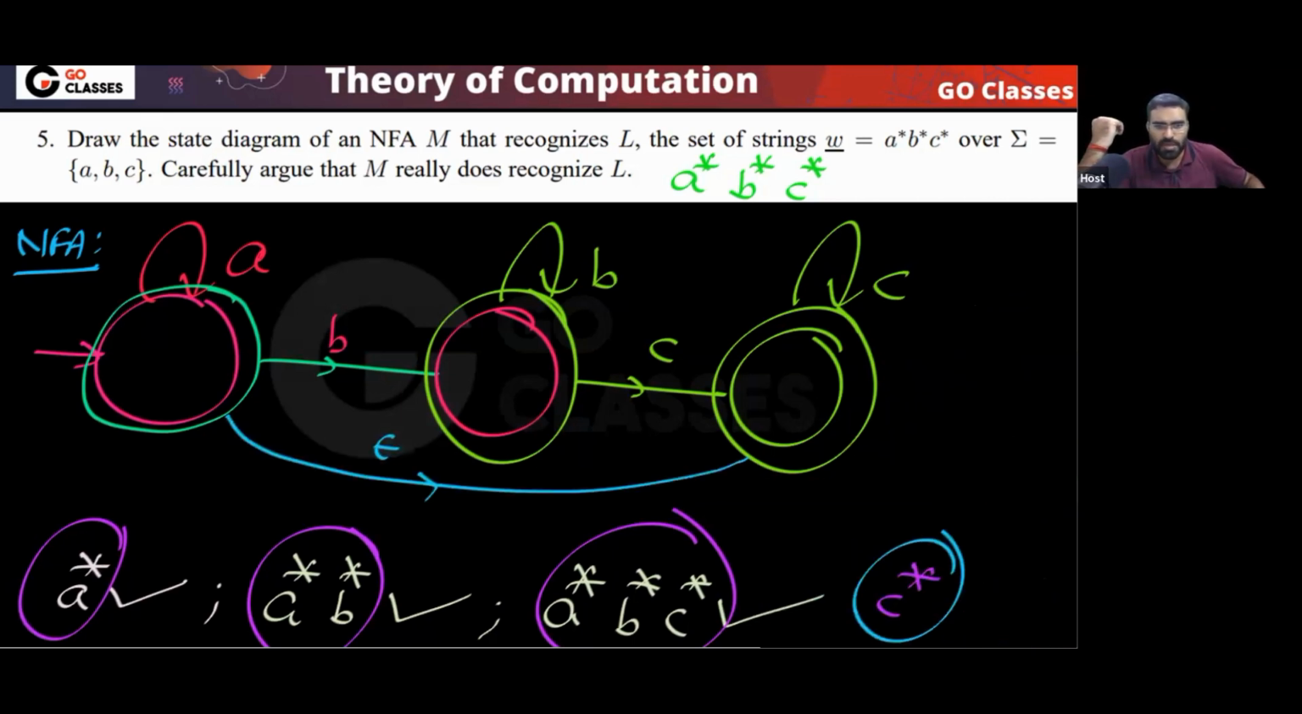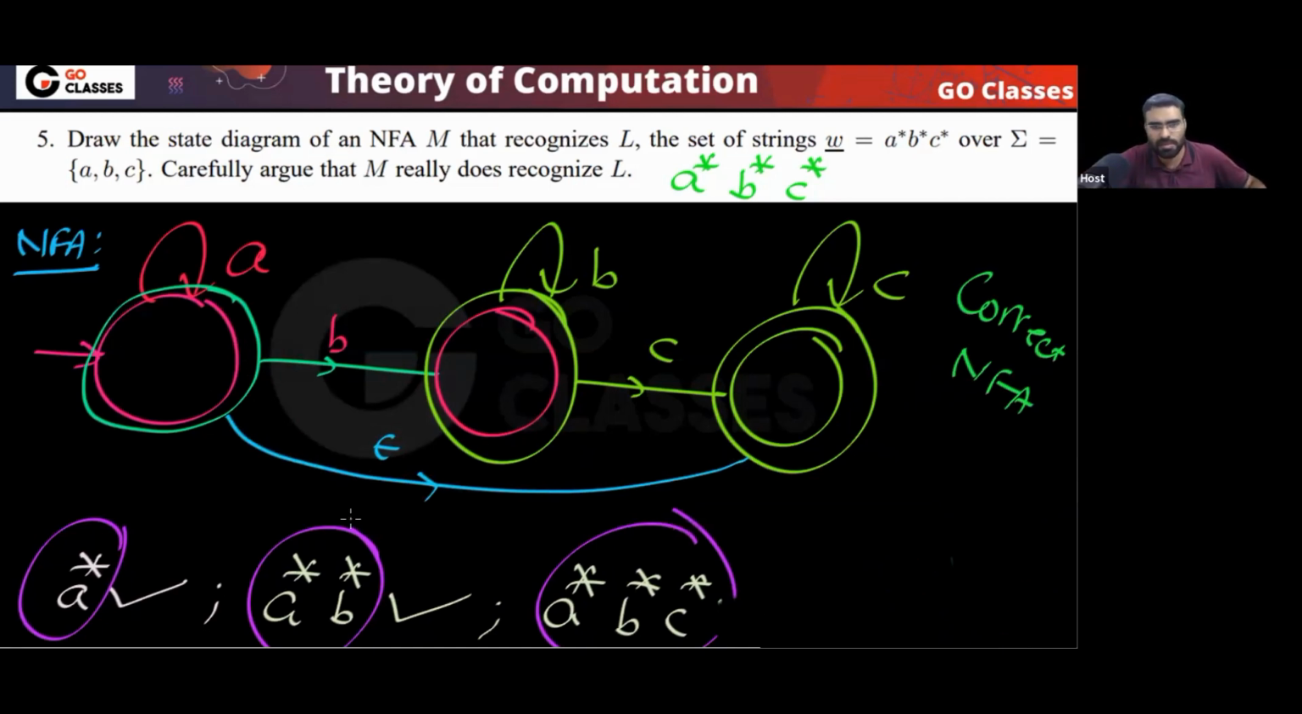What can you do? Very simple thing. From the initial state, you can make a null move. Now this is the correct NFA. Yes or no? Now everything is accepted. Now every string is accepted. Please tell me, is this idea clear?